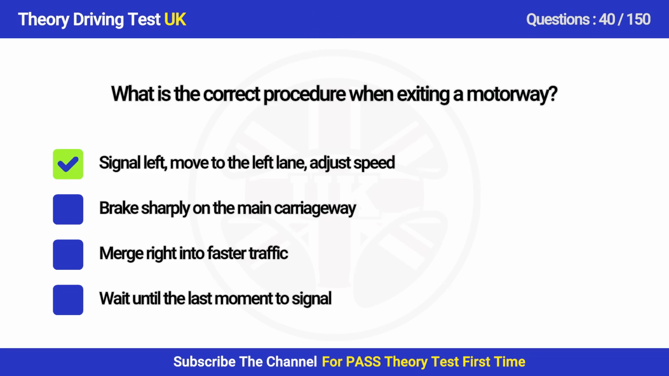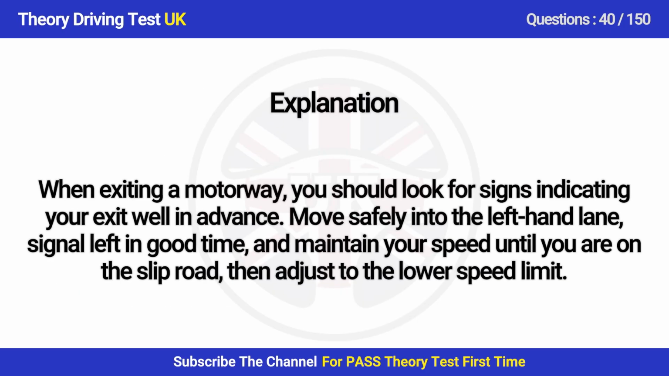Answer is A. Signal left, move to the left lane, adjust speed. When exiting a motorway, you should look for signs indicating your exit well in advance. Move safely into the lane, signal left in good time, and maintain your speed until you are on the slip road, then adjust to the lower speed limit.